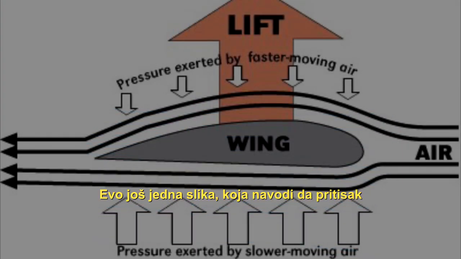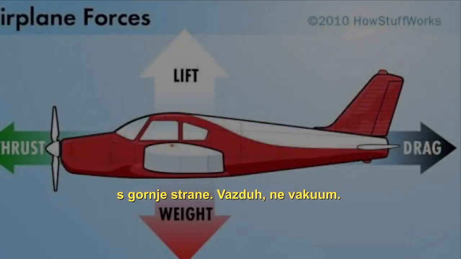And here's another image that kind of says it exactly. Pressure of the slower moving air on the bottom and the pressure exerted by the faster moving air on top. No, it's air, not vacuum. And one last one here. So you got the thrust of the engine. I mean, what do you need the propeller for? If you're in a vacuum, do you need a propeller?